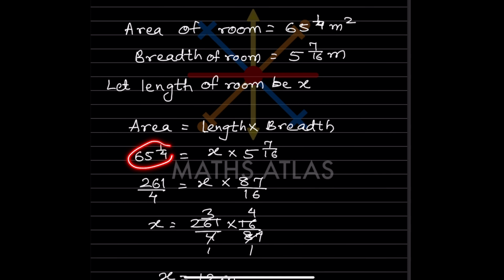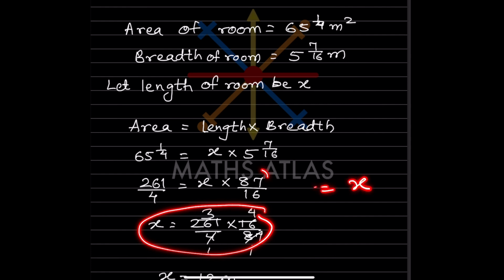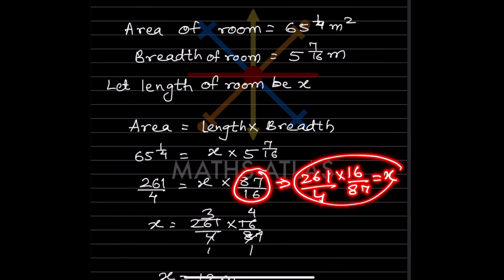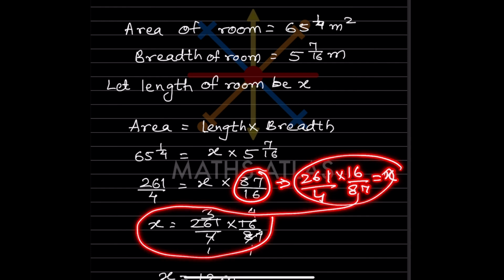So from mixed fractions we can make them improper. This will be the same. Again, this will make it improper, that is 87/16. So now we can write this in two ways. We can keep x on the right hand side and bring this here. So I just rearrange this. You can also write this step as 261/4, and when you take this to the other side, that is going to be 16/87 is equal to x. Same thing I have written over here. If you don't understand, this is better.